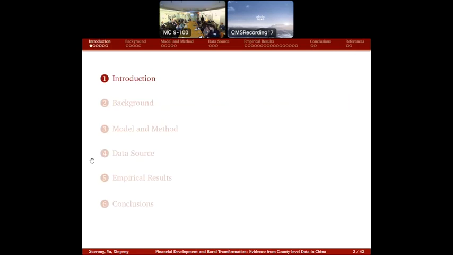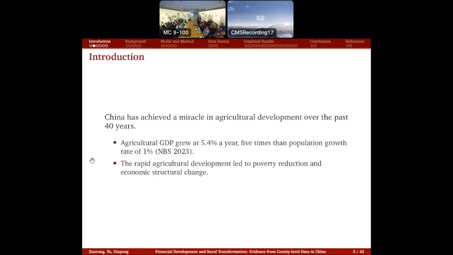We all know that China has achieved a miracle in agricultural development over the past 40 years, from 1978 to 2022. According to the data, agricultural GDP has grown at an annual rate of 5.4%, 4 times more than the population growth rate. And the rapid agricultural development has led to poverty reduction and economic structure change.